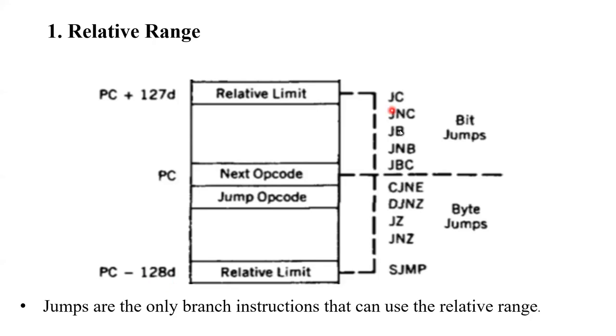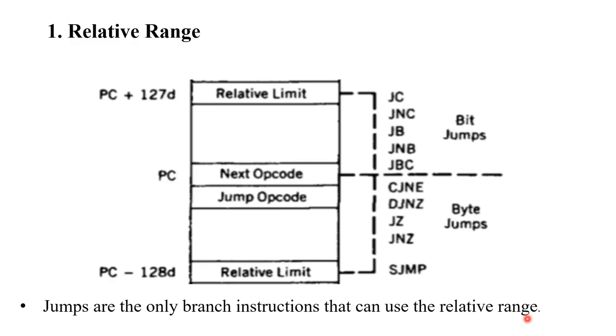Most of the instructions we have, maybe jump carry, jump no carry, jump bit, jump no bit, jump bit and clear bit, compare, the decrement jump instructions, and jump instructions with respect to zero and non-zero, fall under the category of relative jump. It means that the jump is only between plus 127D and minus 128D. The jumps are the only branch instructions that can use the relative range.